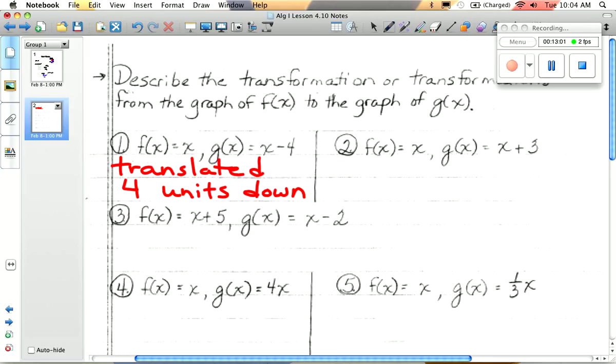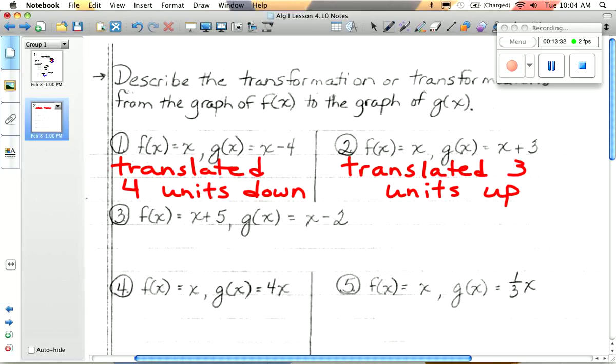Okay, how are we going to say it? Translated 3 units up. Okay. Is that the only transformation you think? Okay, go to your y equals and go to that y sub 2 one and just replace the -4 with +3 in the y sub 2 one. Just change it to +3.